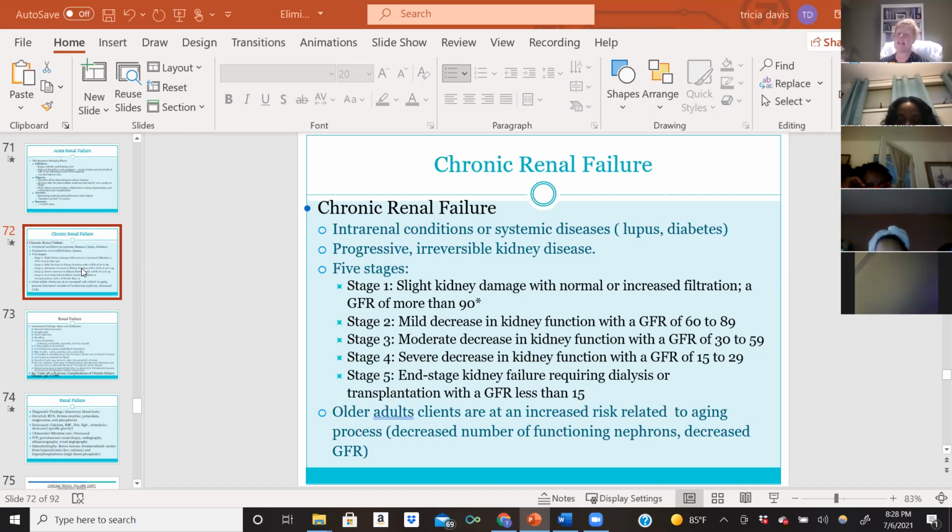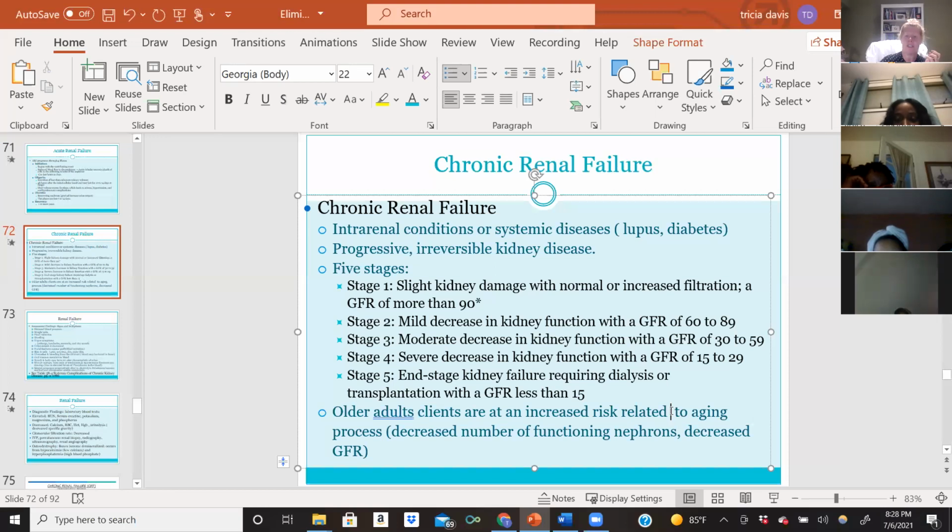Stage 5 is end-stage renal disease. ESRD is how we write it on our papers at work. End-stage renal disease is kidney failure requiring dialysis or transplantation, and these patients usually have a GFR of less than 15. Older adult clients are at an increased risk related to the aging process because remember we said as they get older, our older adults have a decreased number of nephrons and a decreased GFR.